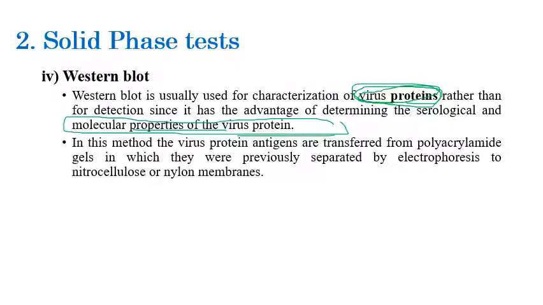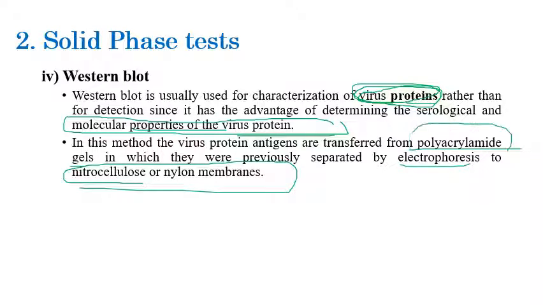Actually in this method, the protein antigen is transferred from the polyacrylamide gel onto a nitrocellulose membrane or nylon membrane, following electrophoresis. The electrophoresis technique is performed by giving an electrical charge, and based on density, the proteins move faster or slower, and like that we can identify them.